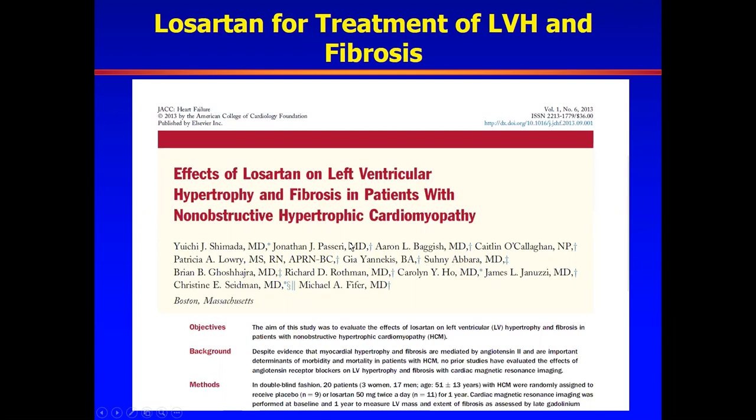There was a trend towards lower LV mass by CMR as the gold standard. The p-value was 0.06, and fibrosis increased more in the placebo group than in the group that received losartan. Ended up 31% in the placebo versus 26%. By itself, this is a very large percent. The vast majority of patients that we see, when you look at their average scar content, it's much less than that. I'd say in the 5 to 10% range at the most.